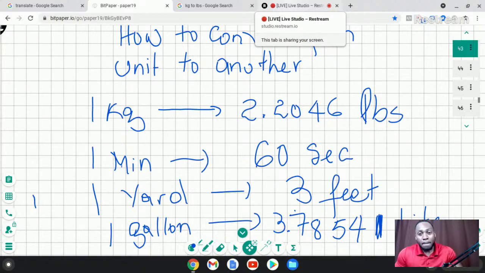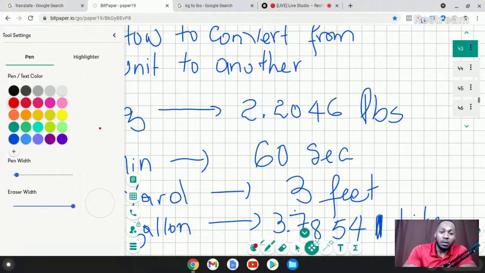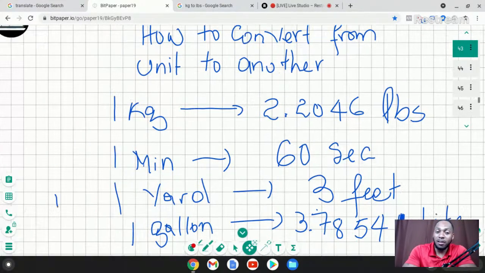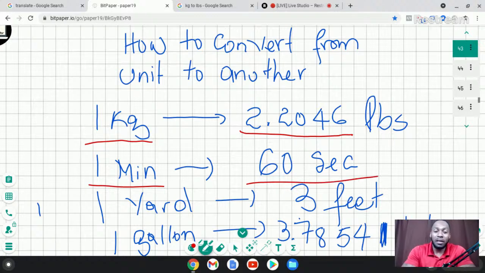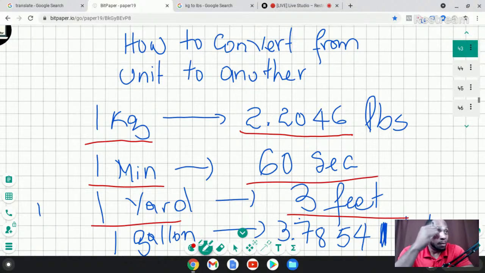So now, I have some unit conversions here. If you see on the screen right now, I have some conversions, like how to convert from one thing to another. So I have 1 kilogram is equivalent to, and I don't memorize those, by the way. I just get those straight from Google. 1 kilogram is equivalent to roughly 2.2 pounds, and a minute is 60 seconds. A yard is 3 feet, and a gallon is 3.785 liters. So what we're gonna do is I'm gonna give you guys one unit, and I'll show you how to convert it to another one.